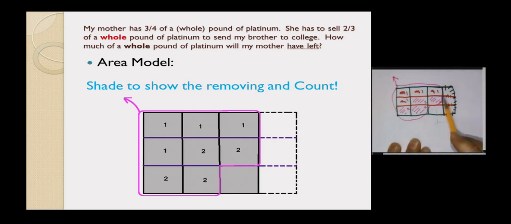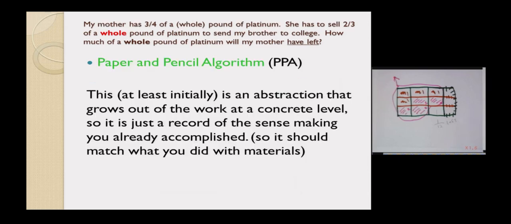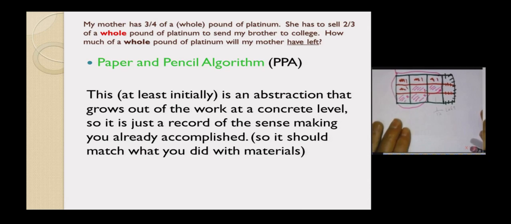But how big is that piece? Well, if you look at the whole pound of platinum, it takes 12 to make up a whole pound, so that's 1/12 left. That looks pretty similar to what's on the PowerPoint. Okay, what about a paper and pencil algorithm for this? Move it up just a little bit.